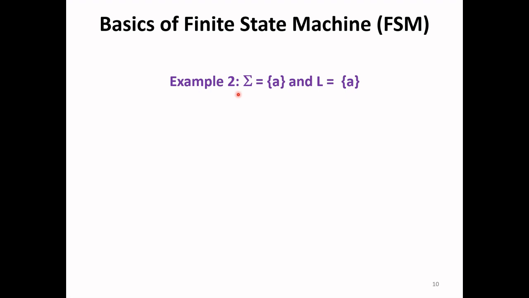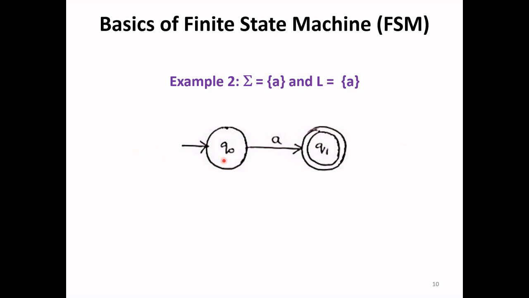In this example, the language contains only one string of length 1, that is A. To design an FSM for a string of length 1, we need two states, Q0 and Q1, where from Q0 one compulsory transition for input symbol A reaches final state Q1. So this is the FSM for the language containing the string A.